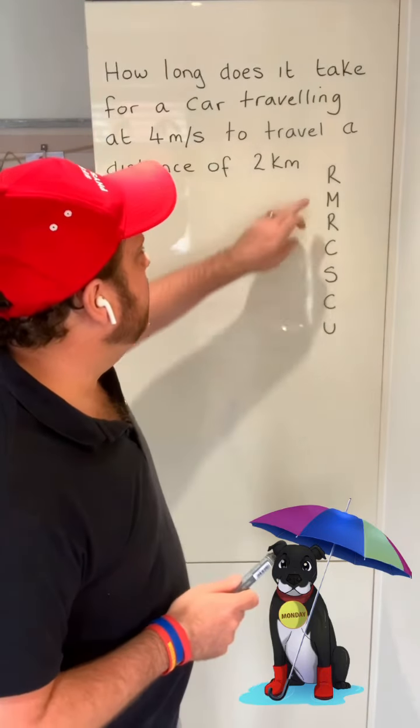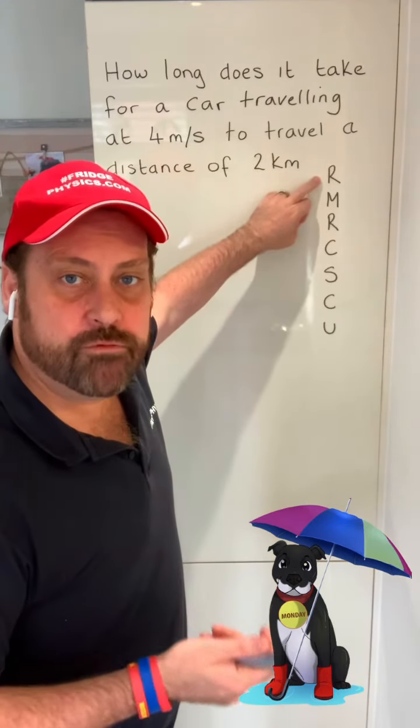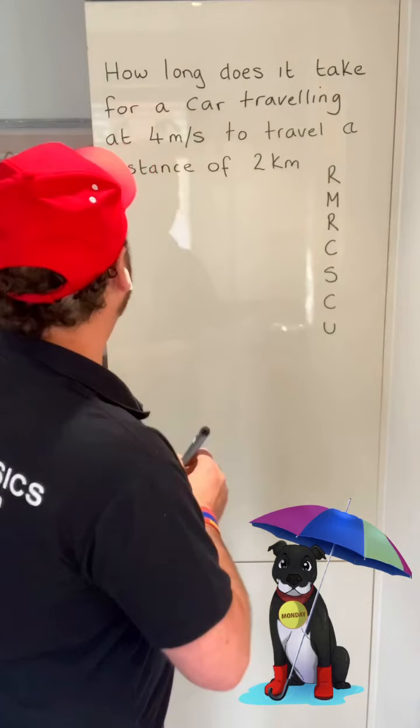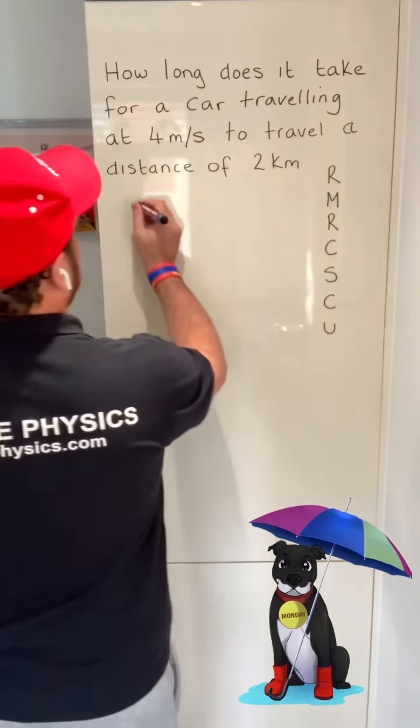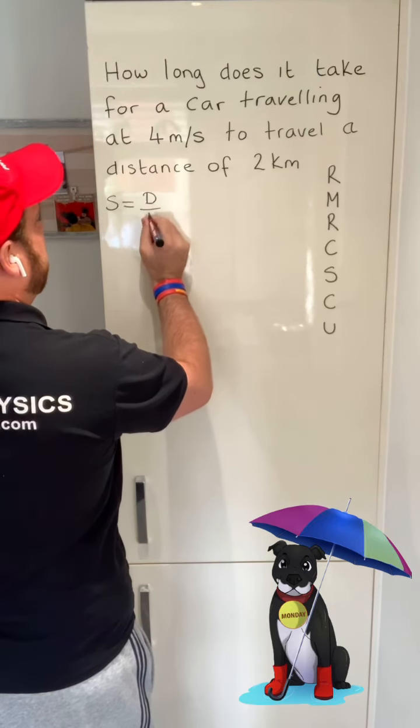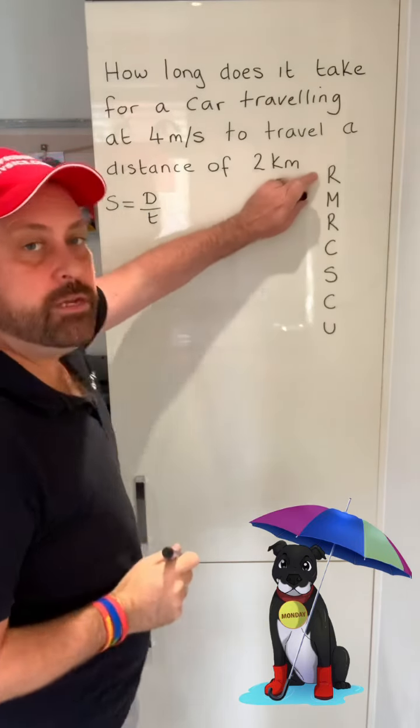So the first letter is R, which is rainy, which stands for recall. So the first thing you need to do is to recall the equation. Well, it's the speed, distance, time equation. So speed equals distance divided by time. So we've recalled the equation.